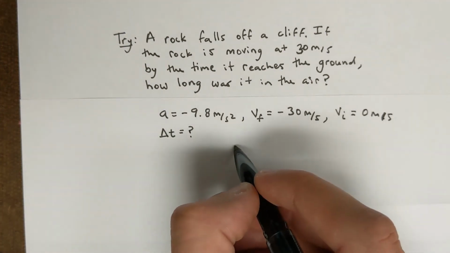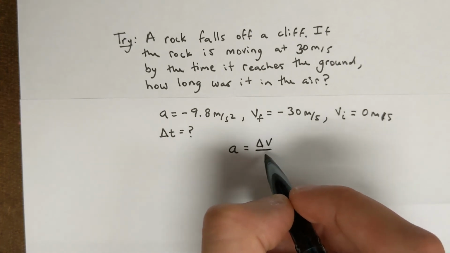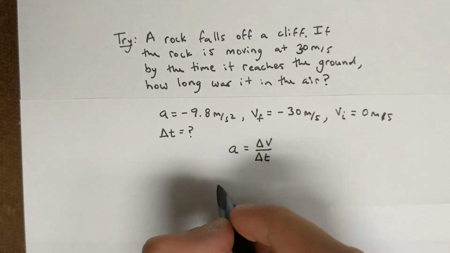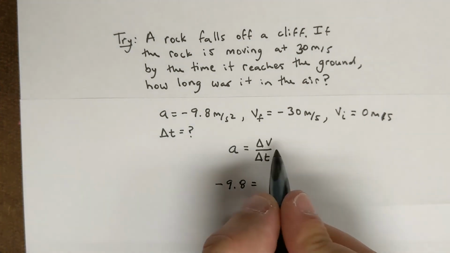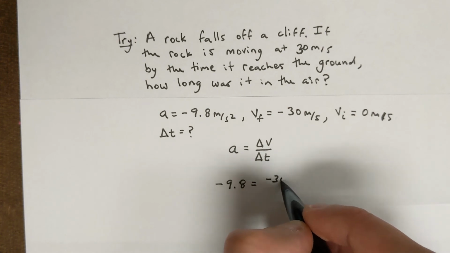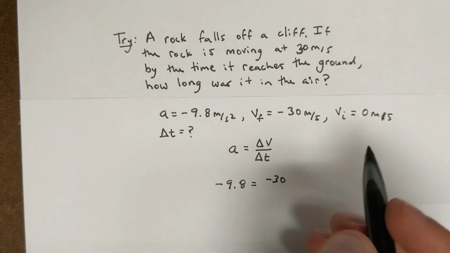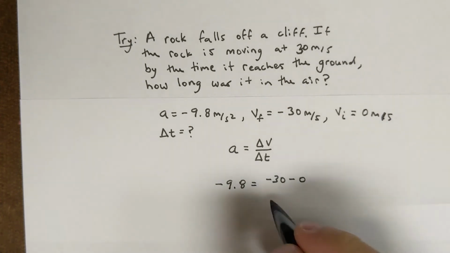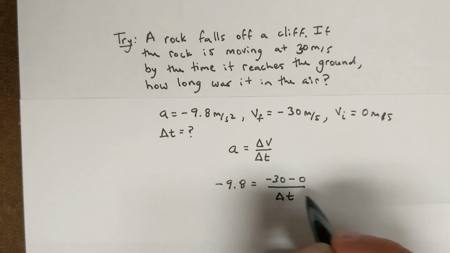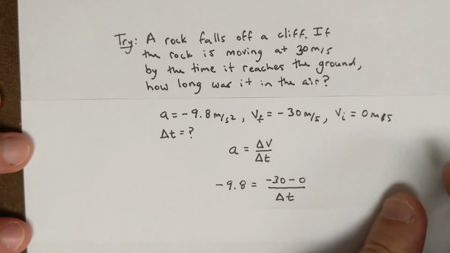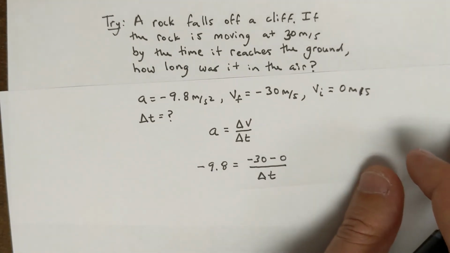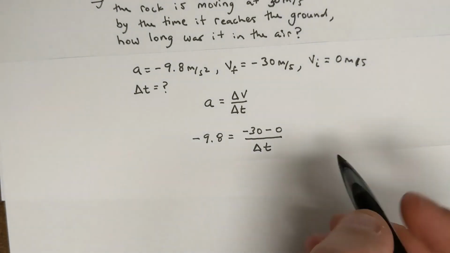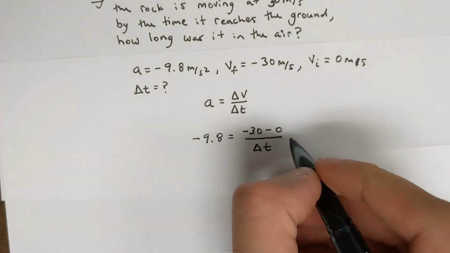Okay, so let's write down the equation. Acceleration equals change in velocity over the change in time. We're going to substitute in values. So a is the acceleration, negative 9.8. The final velocity is negative 30 meters per second. The initial velocity is 0 meters per second, so we'll subtract the initial velocity. Right, change in velocity is final velocity minus initial velocity. And then we're looking for time. So now we have an algebra problem to solve here. The variable that we're trying to solve for is in the denominator. So our first step should be to get this variable out of the denominator. So we're going to multiply both sides of the equation by delta t to move it out of the denominator.